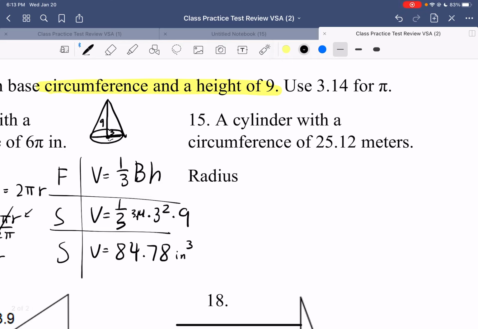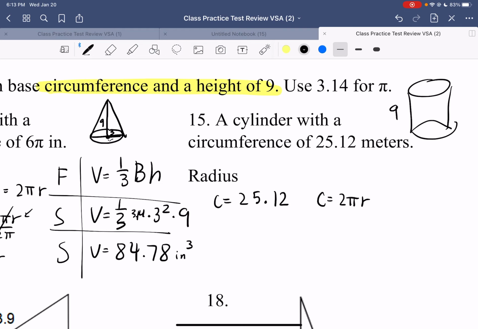And the last one, we have a cylinder. Again, our height is going to be 9, and they told us that our circumference is 25.12. We know that our circumference from the formula chart is 2 pi r. So we're going to set those equal to each other to solve for r. 25.12 equals 2 pi r. So we're going to divide both sides by 2 pi.